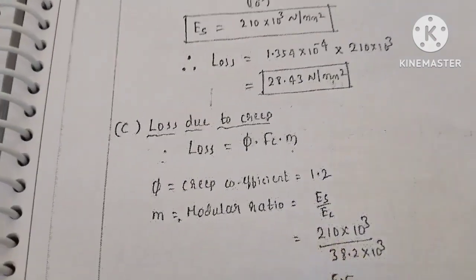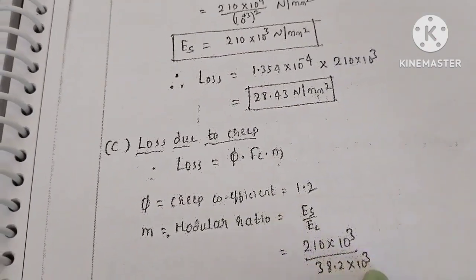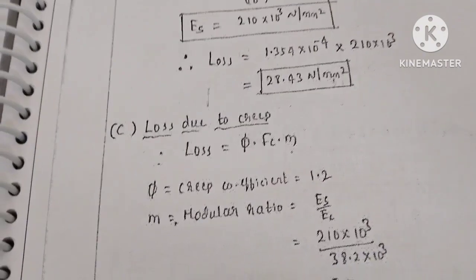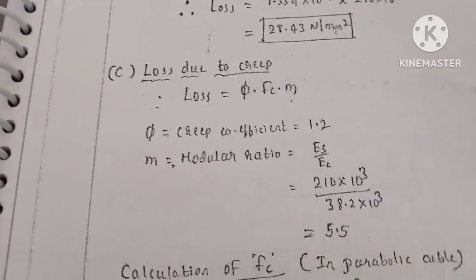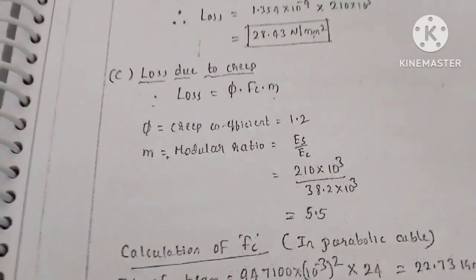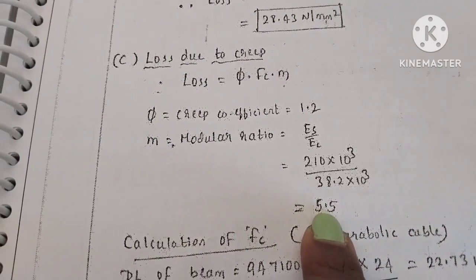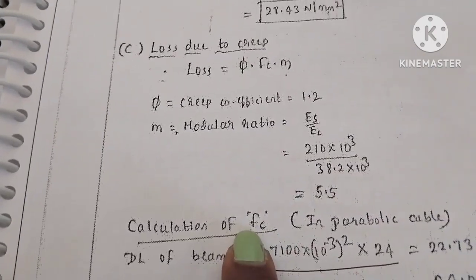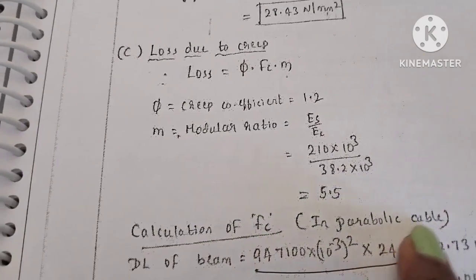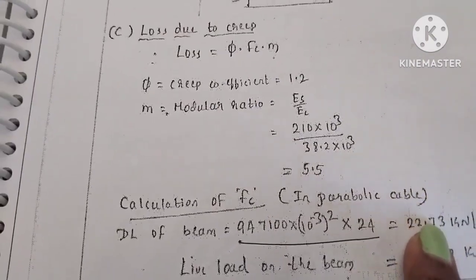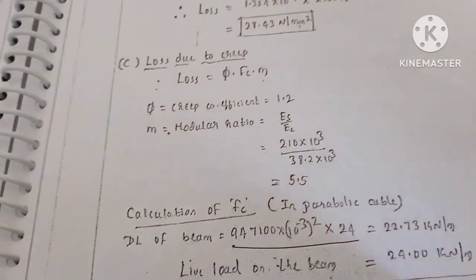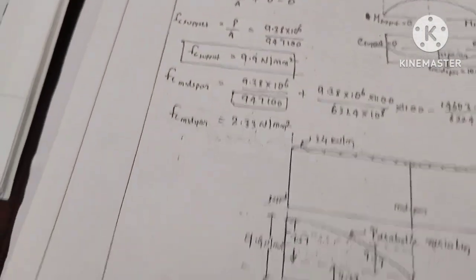Modular ratio, you know the formula already, that is a ratio between modulus of elasticity of the steel to modulus of elasticity of the concrete. When you substitute it, you get your m value as 5.5. Now while calculating FC, since it is a parabolic cable, we have a different formula to calculate it.